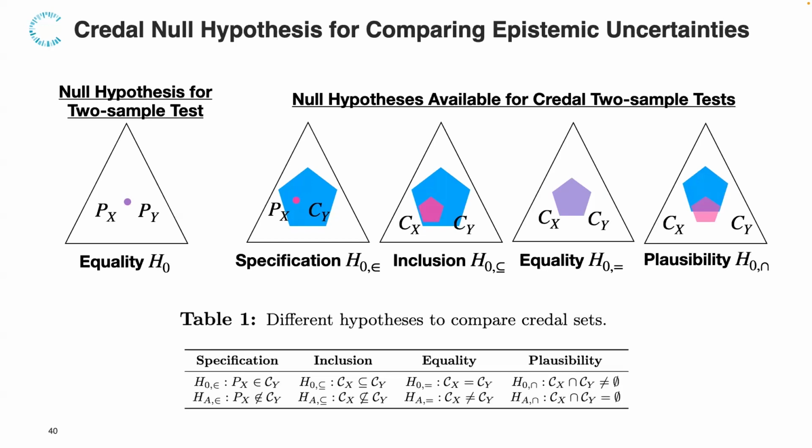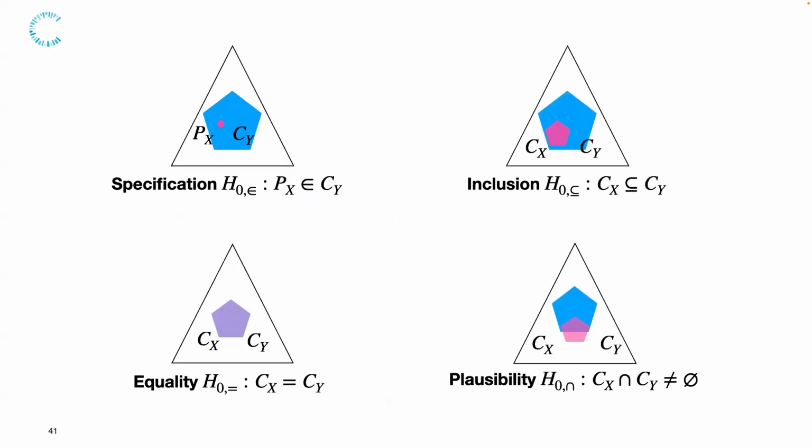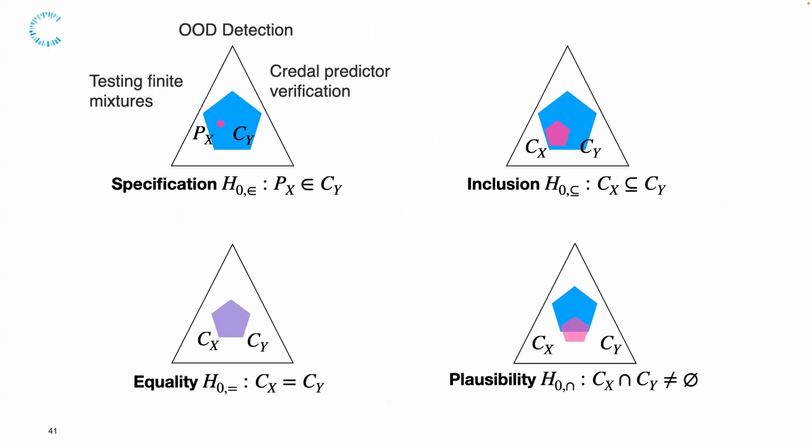And these hypotheses, each of them will have their own test. But for people who have worked with testing before, you see one test is actually a special case of the other. So it's possible to do some kind of composite testing on this. So not only are we doing this because of intellectual curiosity, but there are actually some potential applications for these hypotheses as well. So for specification, we can ask that it can be used for OOD detection.